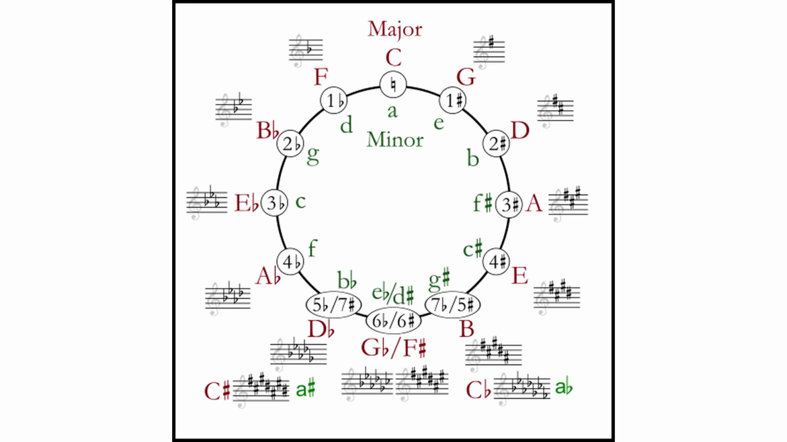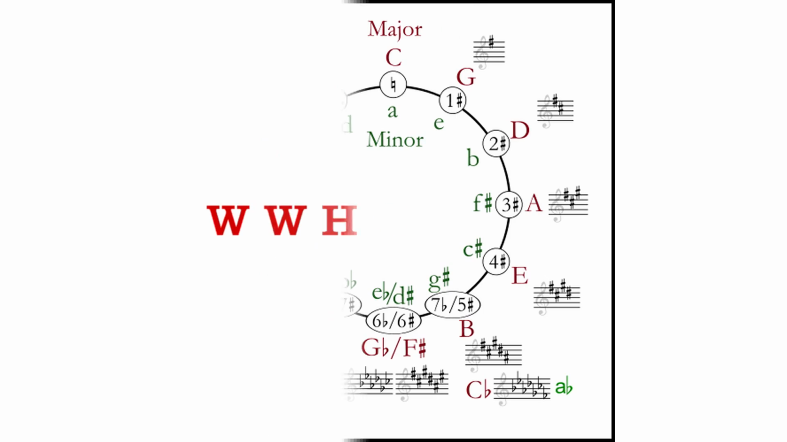So once again, the circle of fifths is a diagram that helps us see different keys with their different key signatures and their relationships to each other. They're arranged in fifths around the circle. These key signatures relate to the step pattern of a major scale, which is whole, whole, half, whole, whole, whole, half.